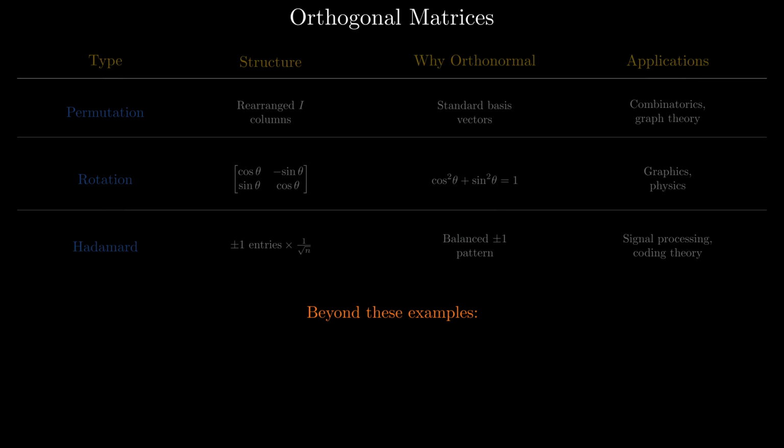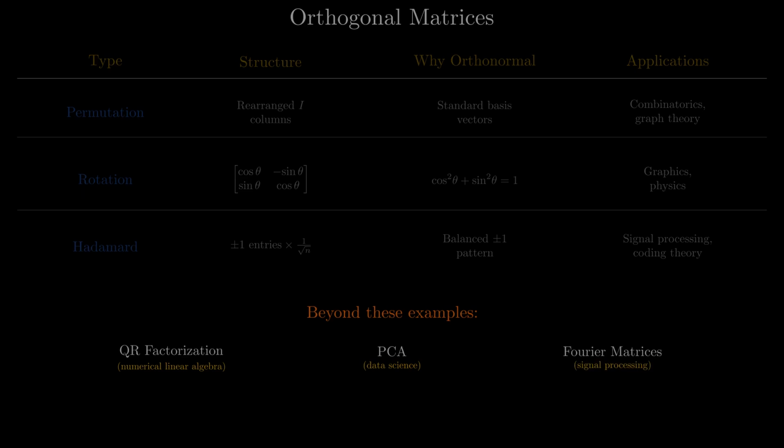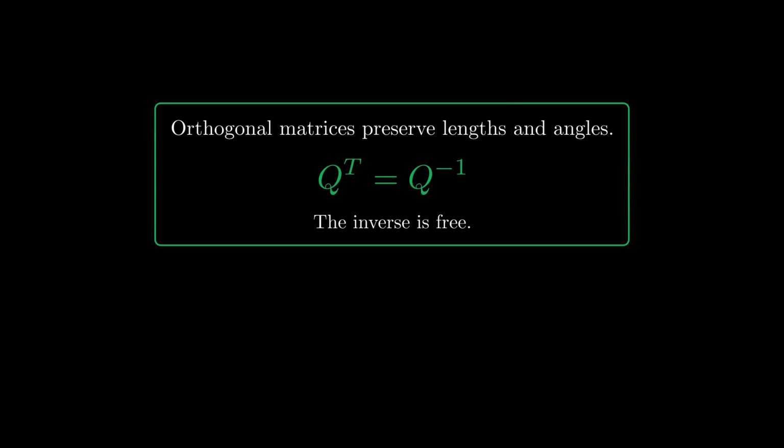Beyond these, QR factorization uses orthogonal matrices in numerical linear algebra. Principal component analysis in data science relies on orthogonal transformations, and Fourier matrices drive signal processing. In every one of these applications, the free inverse, Q transpose equals Q inverse, makes computation dramatically cheaper: no elimination, no cofactors, no determinant computation needed, just a transpose.